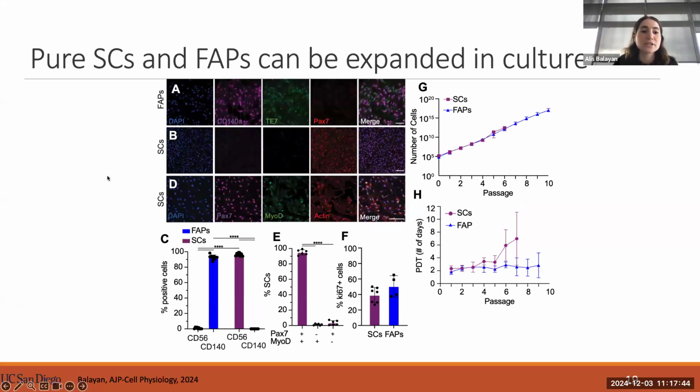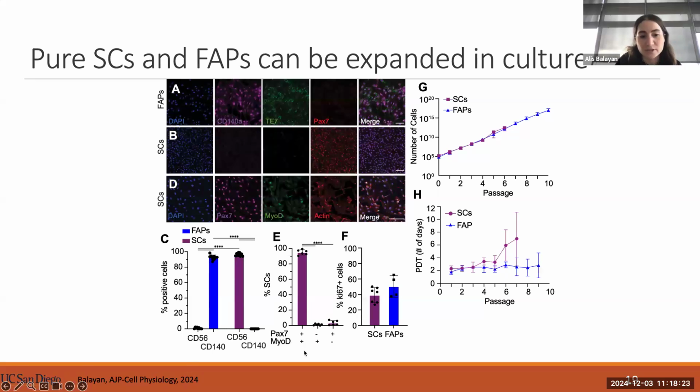First, I validated their lineage specific marker expression. Here, fibroadipogenic progenitors were positive for CD140A and also TE7, both markers for FAPs and fibroblast-like cells, while satellite cells expressed PAX7. I also validated using flow cytometry that the surface markers are maintained in culture after expansion.